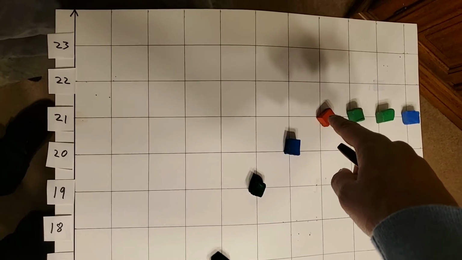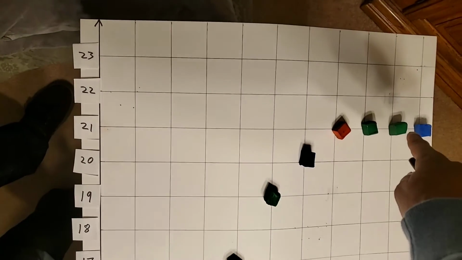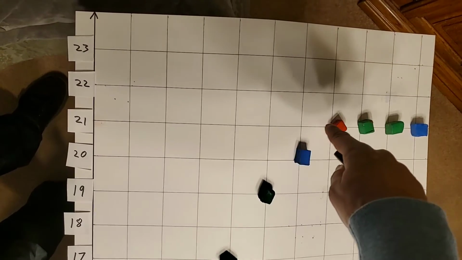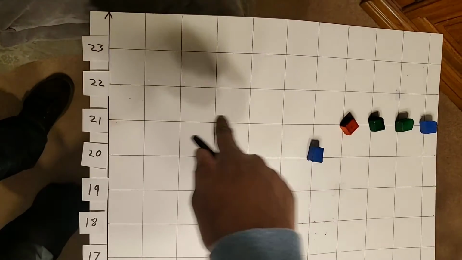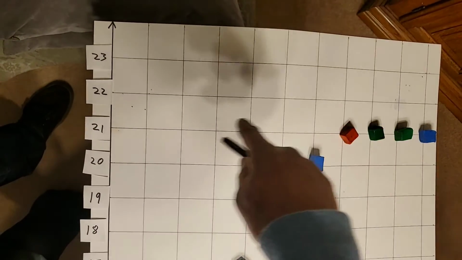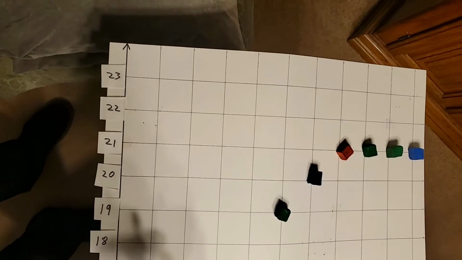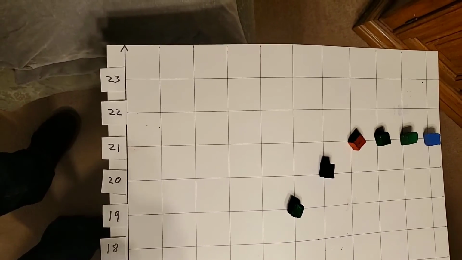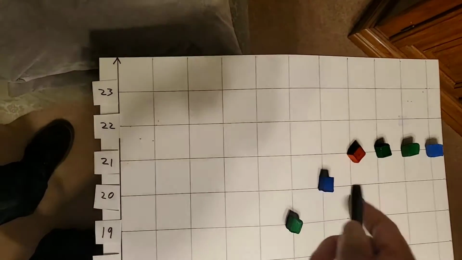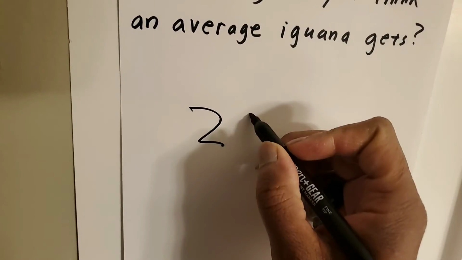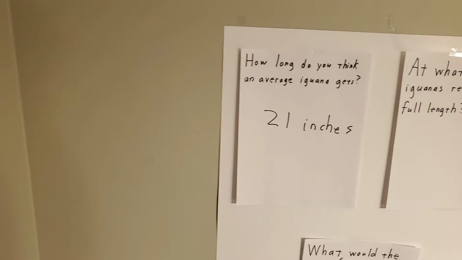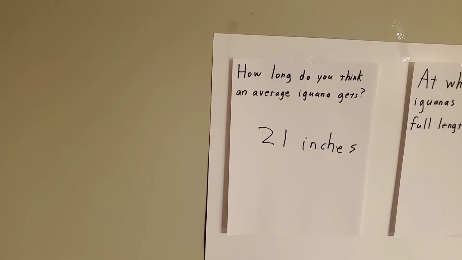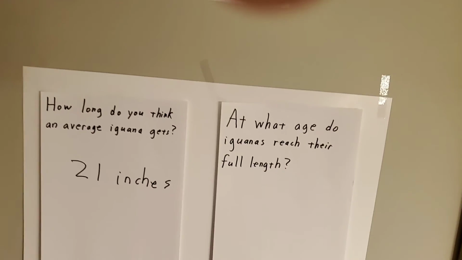And it stops growing at what? Let's see where the line stops. Stops at 21. So that lets us know the iguana stops growing when it's about 21 inches. So we're going to take a guess, or this lets us know that the average iguana gets about 21 inches. So let's write 21 inches. So how long do you think an average iguana gets? 21 inches. Now let's go to the second question.